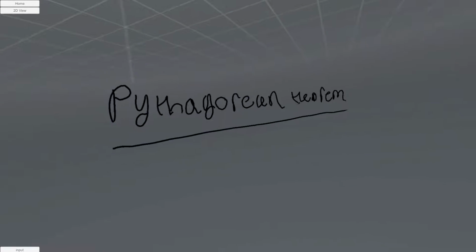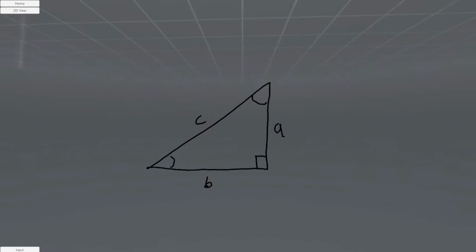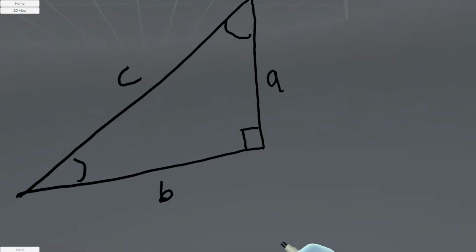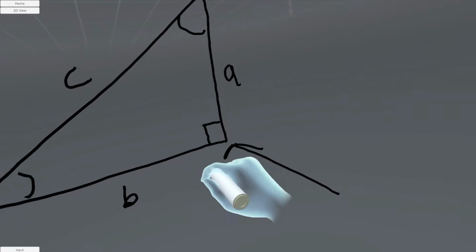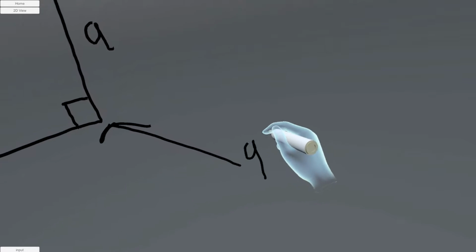Okay, so when we're talking about the Pythagorean theorem, the first thing we need to know is that we're dealing with a right triangle, which means that one of these angles, and this one in this triangle, is equal to 90 degrees.